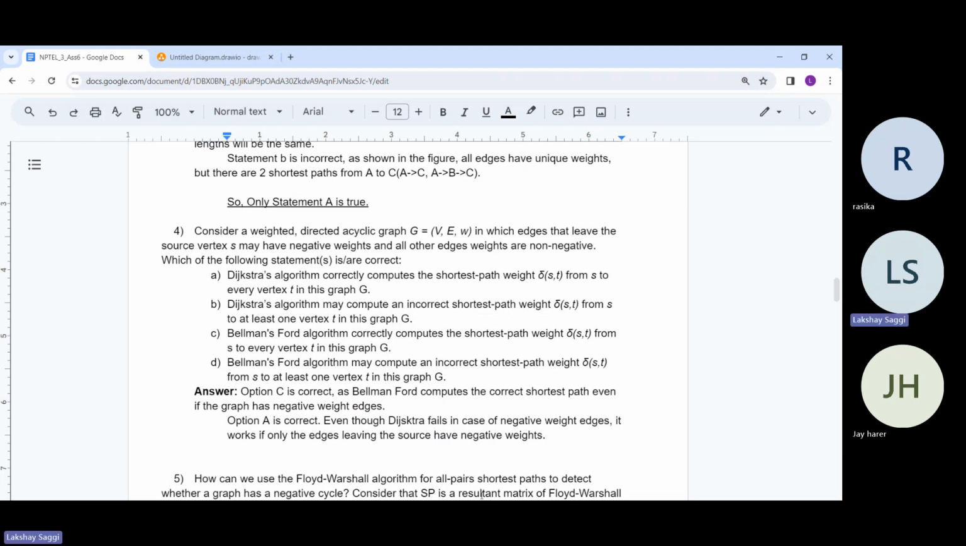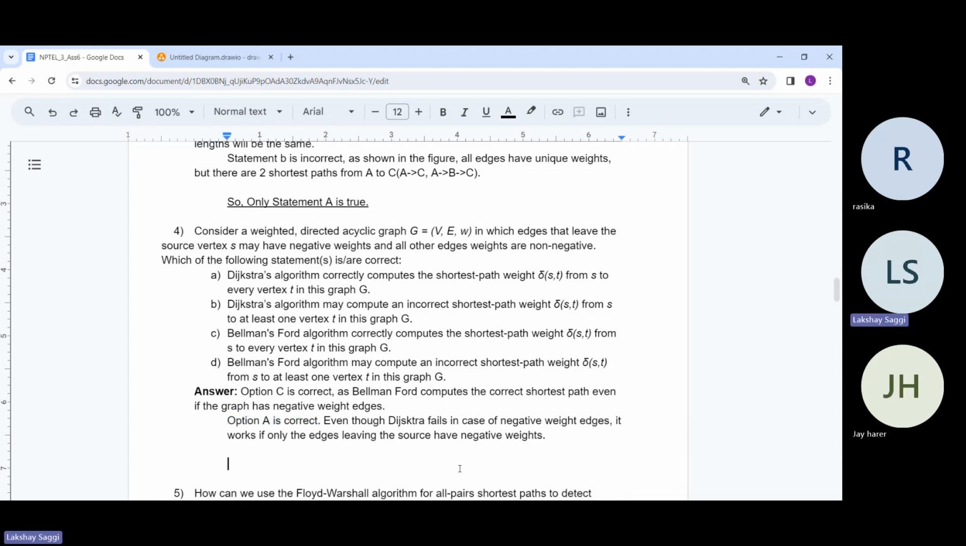Something like this. So Dijkstra fails in case of negative weight edges in general, but it works if only the edges leaving the source have negative weights. That is a very interesting property. One may guess at the first try that, oh, we have negative weights, so Dijkstra will not work. But actually, if just the edges which leave the source are negative and all others are non-negative, then Dijkstra actually works.